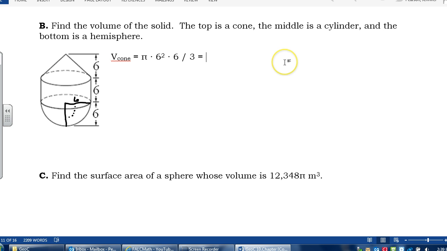Okay, so I can type that out. Pi times 6 squared times 6 divided by 3, and I get 226.2 cubic centimeters. This is the cylinder.